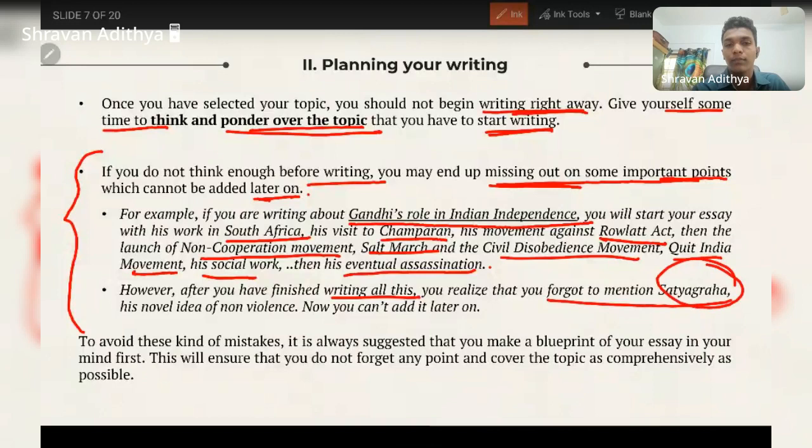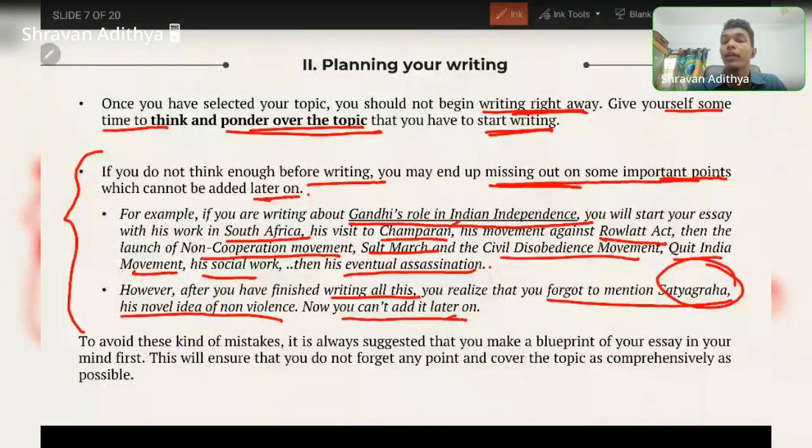But what will happen if you did not plan before writing is that after finishing all this, you might realize you forgot to mention Satyagraha, his novel idea of non-violence. Now you cannot add it later on. Satyagraha is an important contribution of Gandhiji towards the Indian freedom struggle.